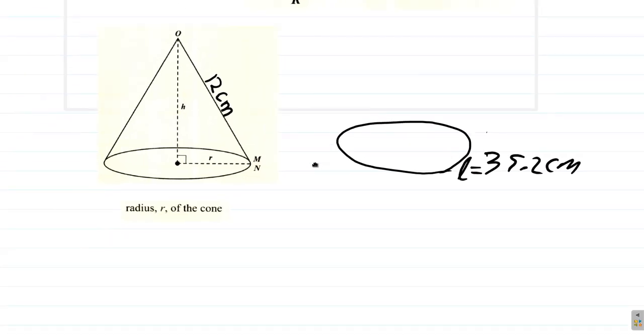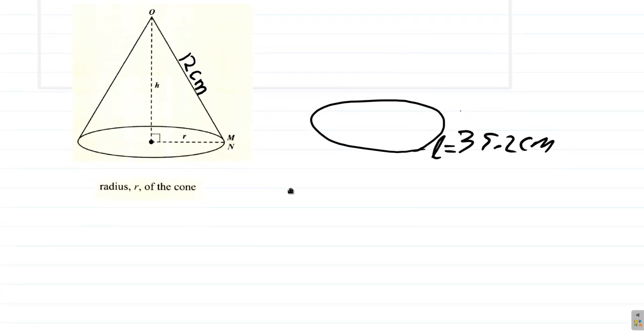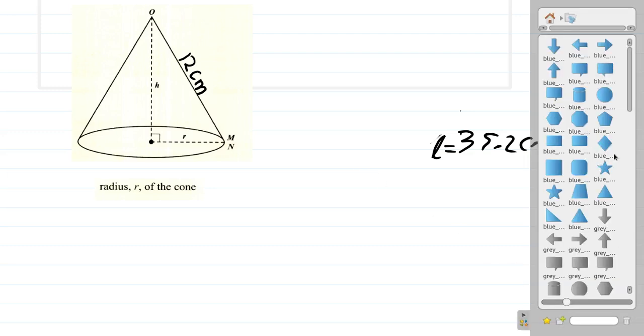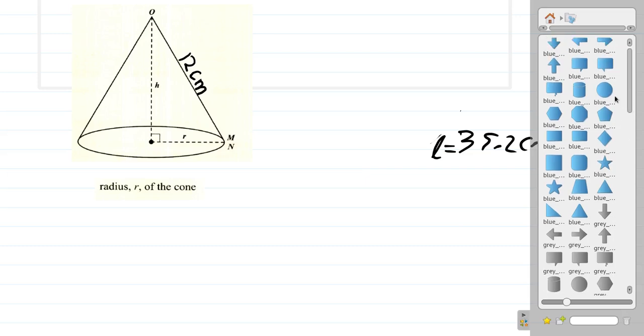Now, this is the one R. So R would be this. So if you draw it as a perfect circle, if you stand up over the cone and look straight down, you will see a circle.